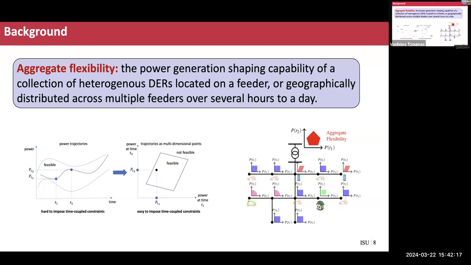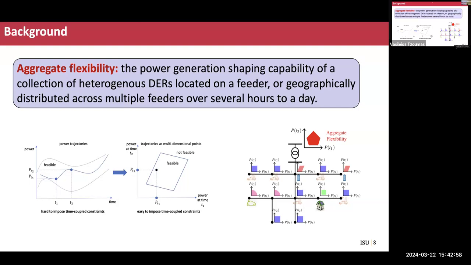So we often think about this aggregate flexibility as some DERs located in the same feeder, but that's not necessarily the case. FERC Order 2222 also explicitly allows aggregators that control DERs from different pricing nodes to be integrated into the market. So those DERs can be located in the same feeder, or in different feeders, or even different points of common coupling to the transmission system. And we want to quantify their generation shaping capabilities in this case.